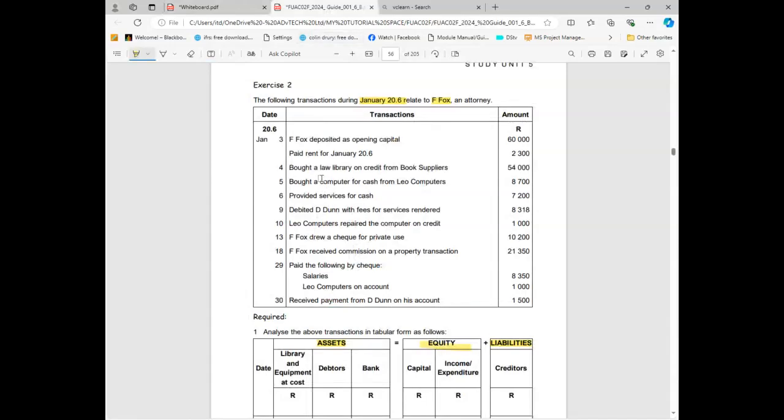On the 4th, we bought a law library on credit from book suppliers. What do you think would be the two accounts? Would it be creditors control? No, sir, and it will be bank. Check here. Because creditors control, and so I'm going to say.